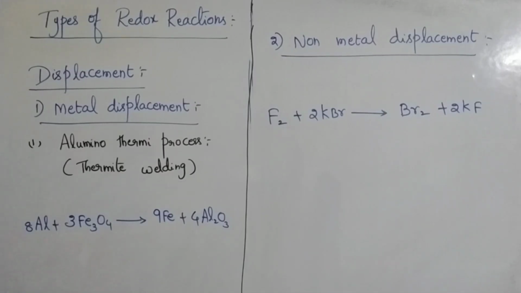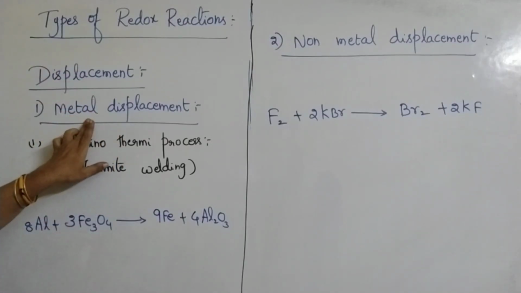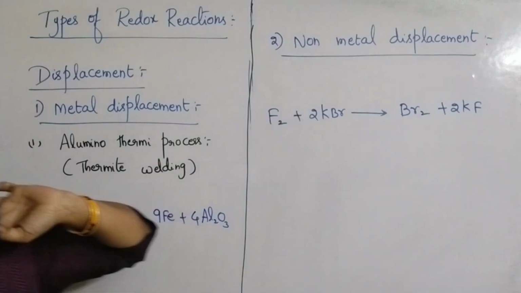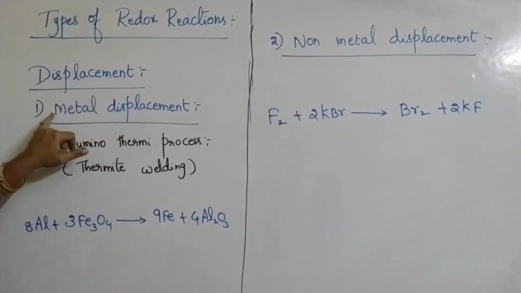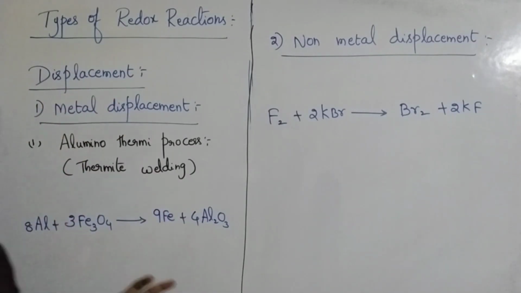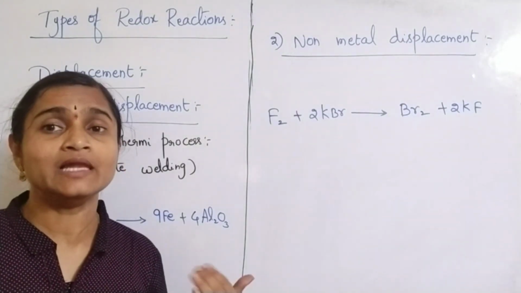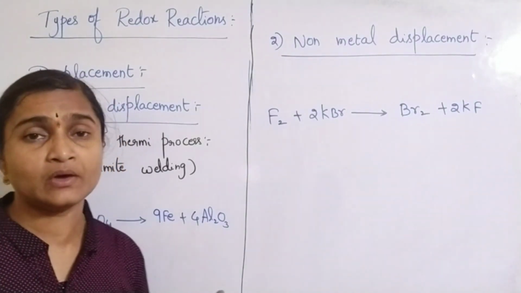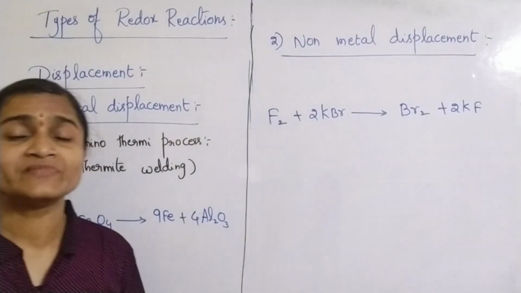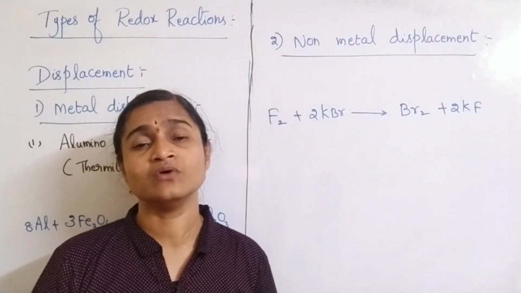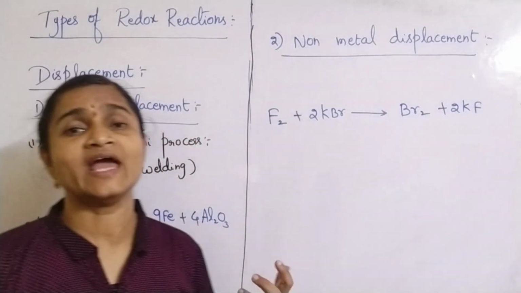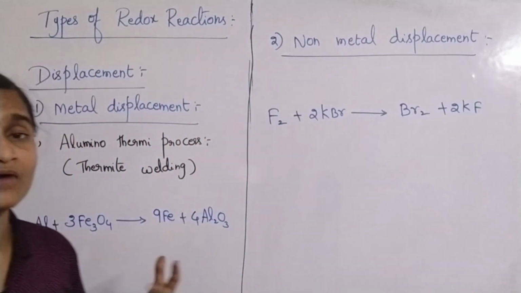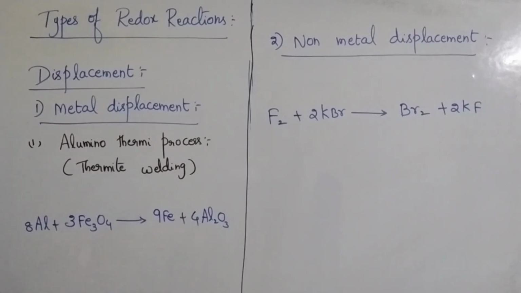Now let us move on to the third type, displacement reactions, redox. In displacement reactions, again we have two types, metal displacement reactions and non-metal displacement reactions. In metal displacement reactions, highly reactive metals or active metals can displace less reactive metals from their salt solutions. Only highly reactive metals can displace less reactive metals. You need to know about the reactivity series for this, which you have already learned in your NCERT.